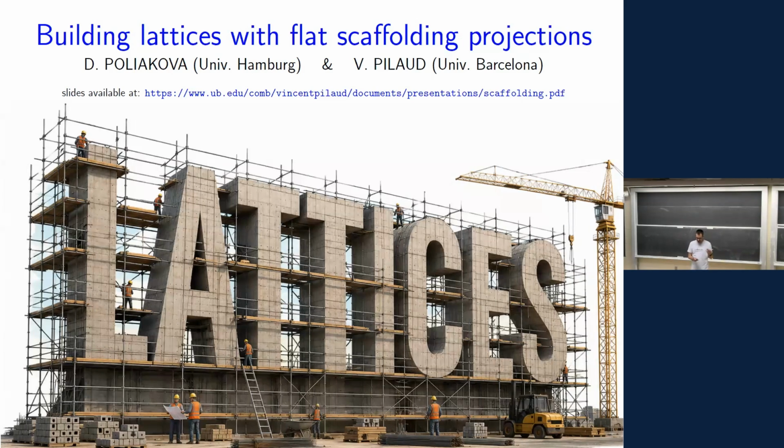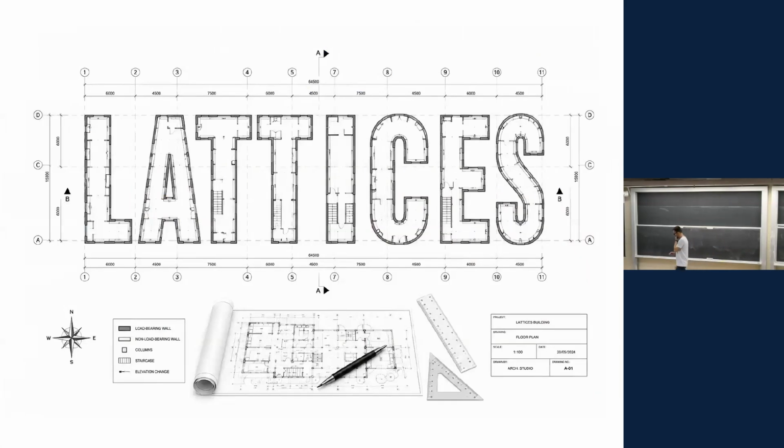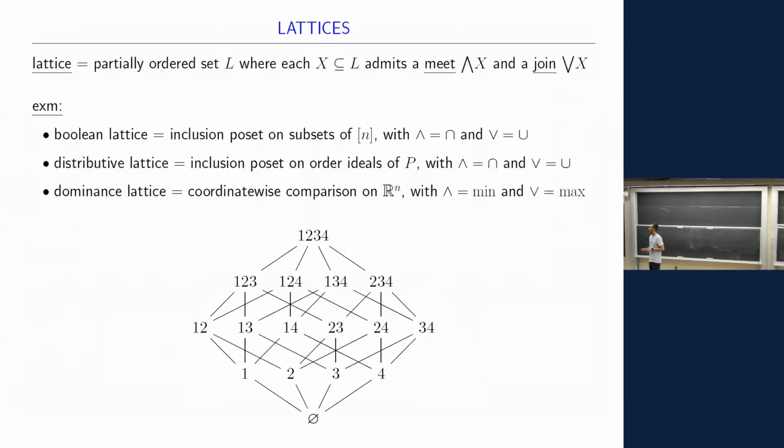I want to build something, so I guess the first thing I have to do is to give you the plan. So maybe I start really from scratch and I remind you what is a lattice, or maybe a complete lattice. A complete lattice is a poset where any subset has a meet and a join, so a greatest lower bound and a least upper bound.